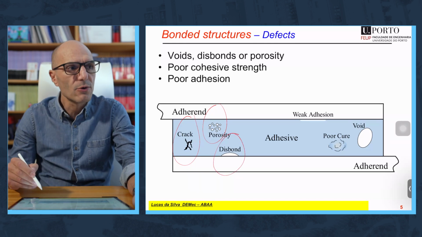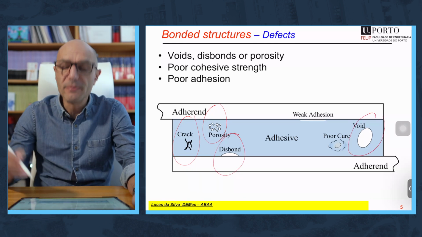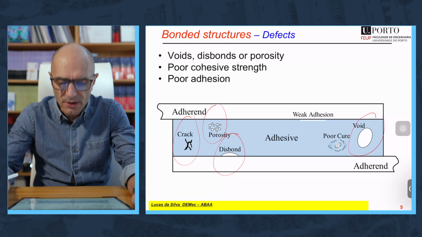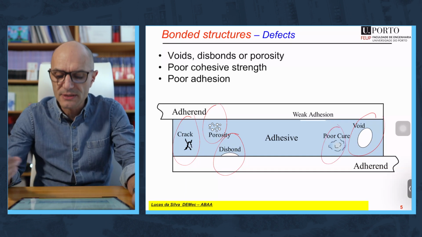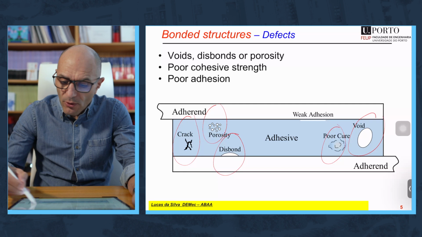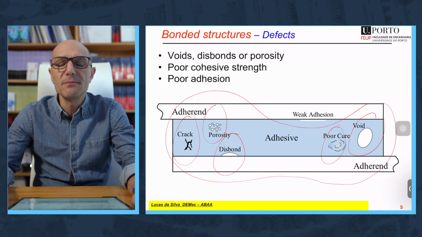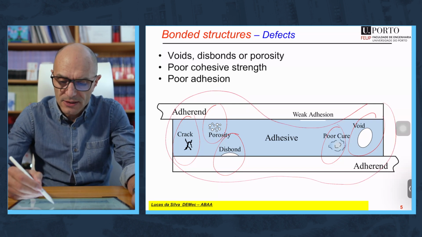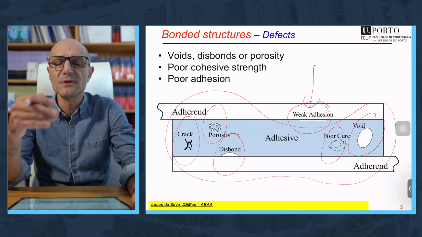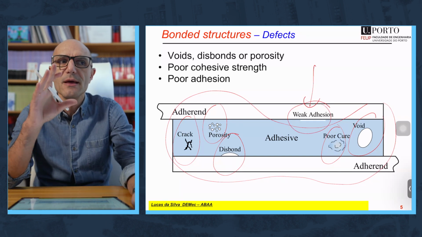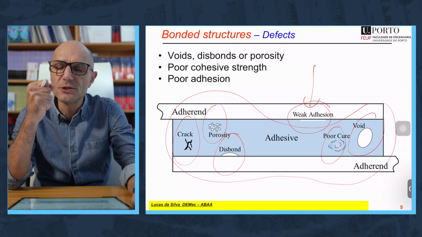This bond close to the surface or in the middle of the adhesive because we didn't put enough adhesive. Poor cure because we didn't mix properly the resin and the hardener. And all these, fortunately, they can be detected, more or less. But there is one that cannot be detected, which is a weak adhesion. There is contact between the adhesive and the substrate, but not as strong as it should be.